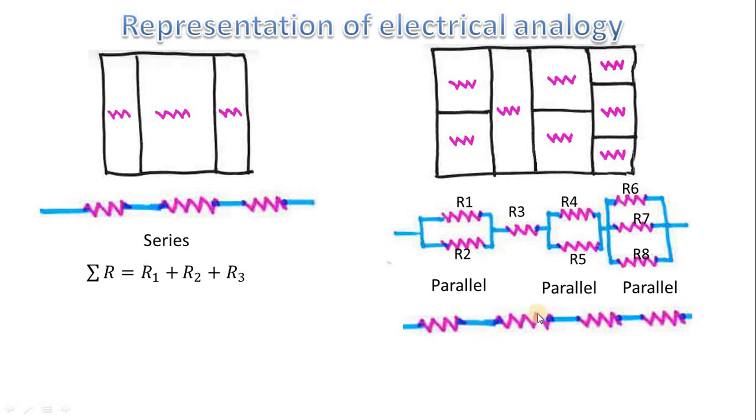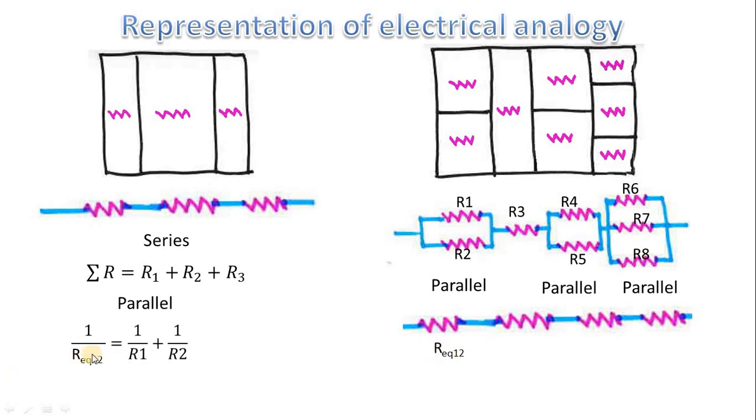So for that we need to find the equivalent resistance. Since R1 and R2 are connected in a parallel way, if I take an equivalent resistance R12 for this 1 and 2, I can represent it in this way. Similarly, I have to represent this and this also. So let's find out how the R equivalent can be calculated.